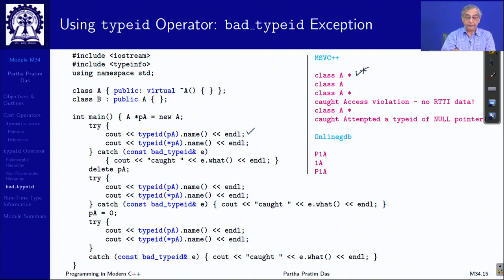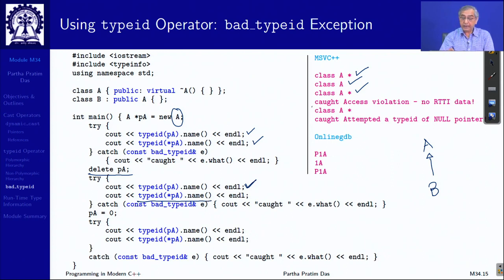This is fine, type ID star A, again the context is the same and this is a polymorphic hierarchy. So, if I do star type ID of star P, I get this. Now I have deleted the object. So, I was holding the A object, I have deleted that. So, when I do type ID for P A, the pointer, I still get class A star, which I should. But when I do star P A, this is an invalid access because the object is already gone.